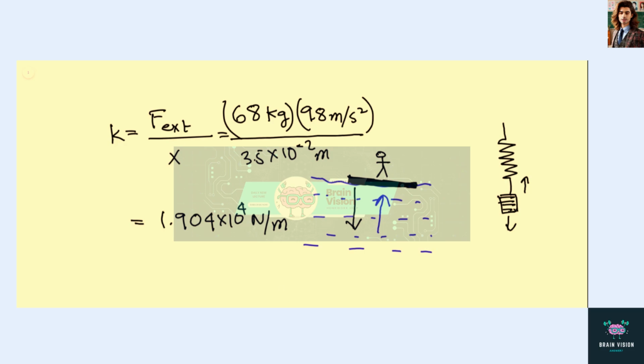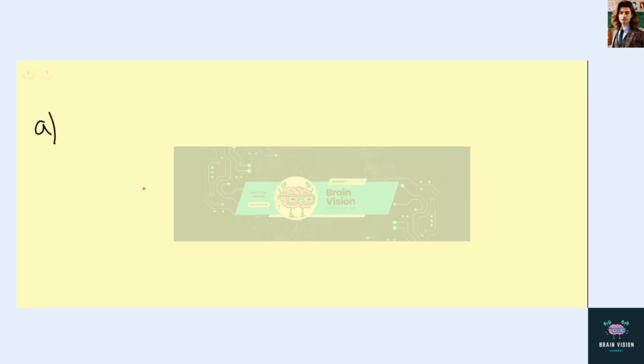So now we know the spring constant. So in part A, we have to find the frequency. So the frequency of vibration is determined by the spring constant and the mass of the raft by the following equation. So we have the frequency of vibration equal to 1 over 2 pi square root of k by m.